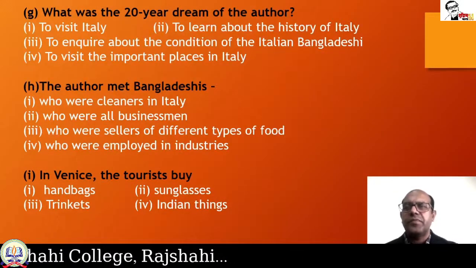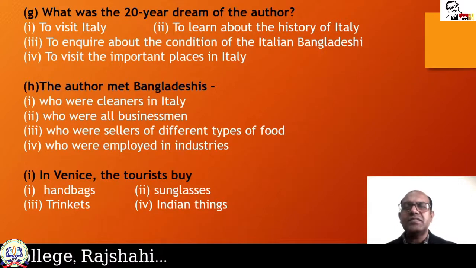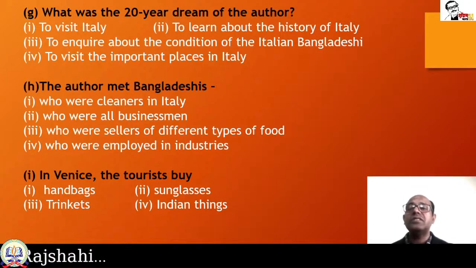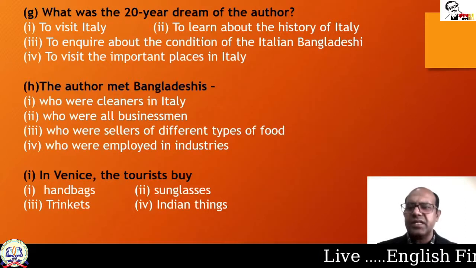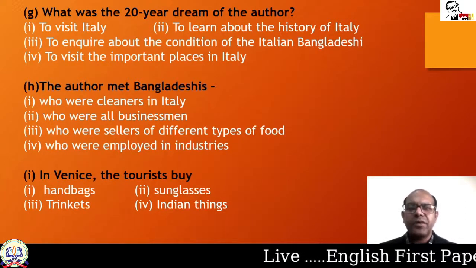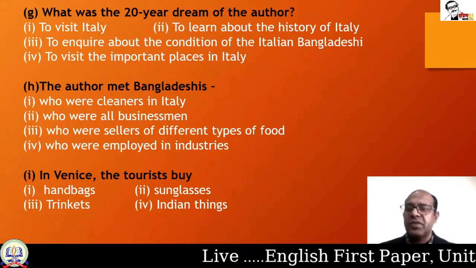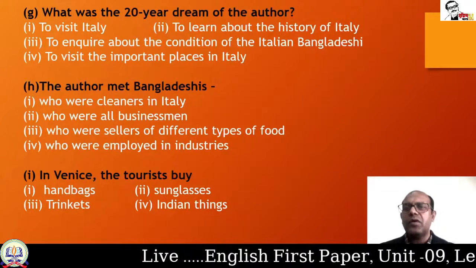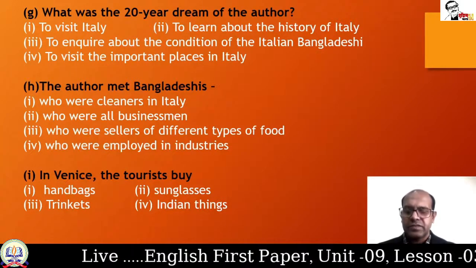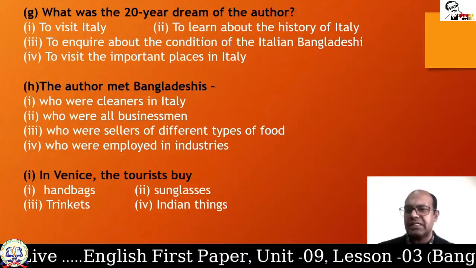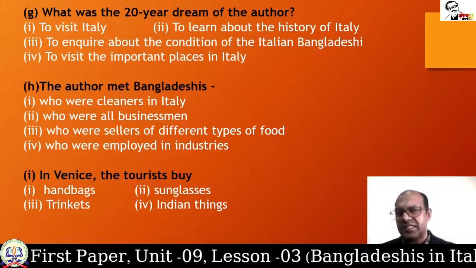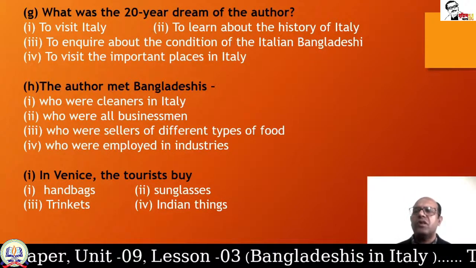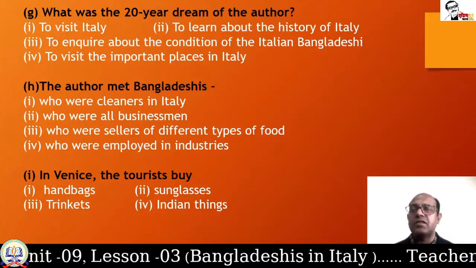Now question G. What was the 20-year dream of the author? Option 1, to visit Italy. Option 2, to learn about the history of Italy. Option 3, to inquire about the condition of the Italian Bangladeshi. And option 4, to visit the important places in Italy. So I think option 1 is the correct answer, to visit Italy. To visit Italy was the 20-year dream of the author.